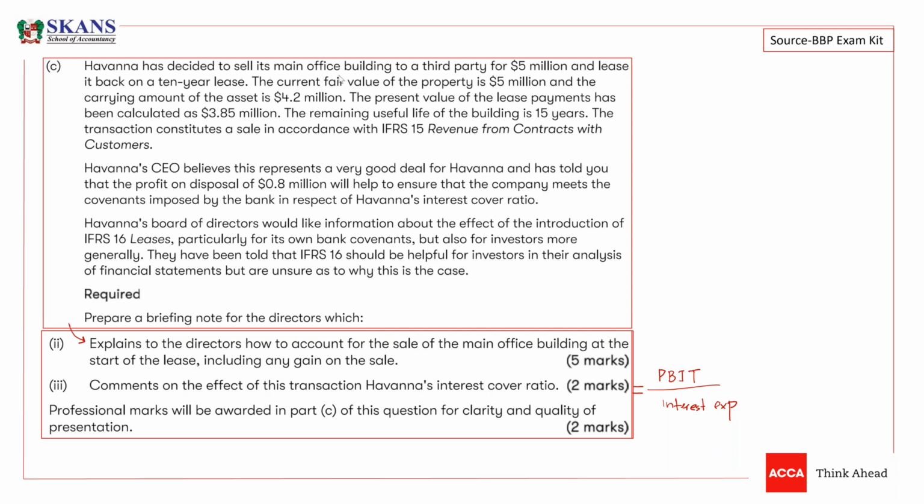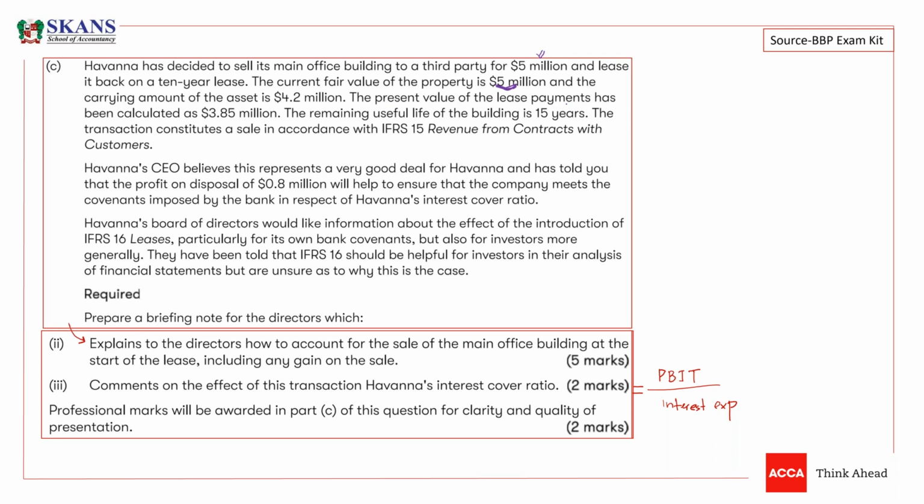H has decided to sell its main office building to a third party for 5 million and lease it back for 10 years. The current fair value of the property is 5 million, so we are selling at market value. This would be important. The carrying amount of the asset is 4.2, so we have a carrying value as well. The present value of lease payments has been calculated as 3.85 million. The liability is also given. The remaining useful life of the building is 15 years.